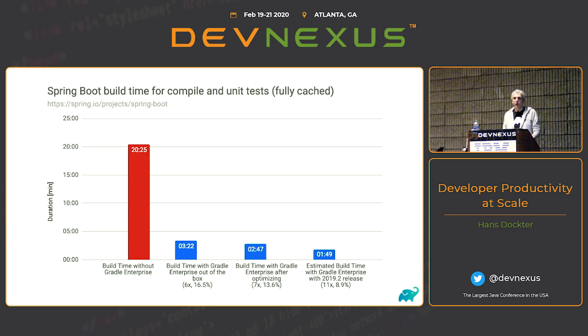Spring Boot just migrated to Gradle, but until 2 weeks ago, they were using Maven, and their Maven build took 20 minutes to compile and run a unit test. They have 300,000 lines of code, a 100-submodule Maven build, and fully cached, you get this time down to under 2 minutes, right? And of course, a build is usually never fully cached, right? You change something, right?